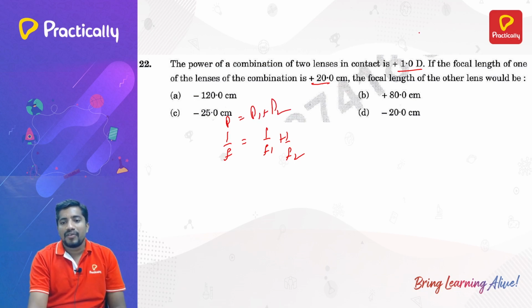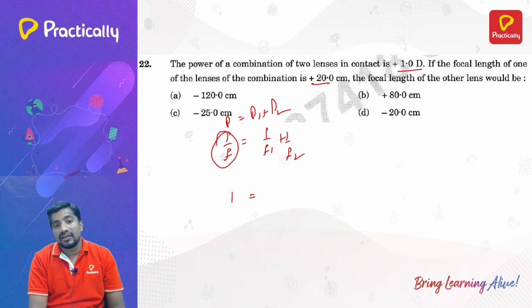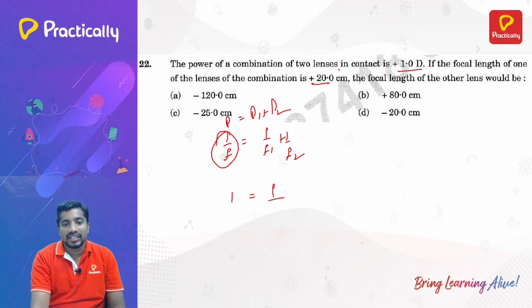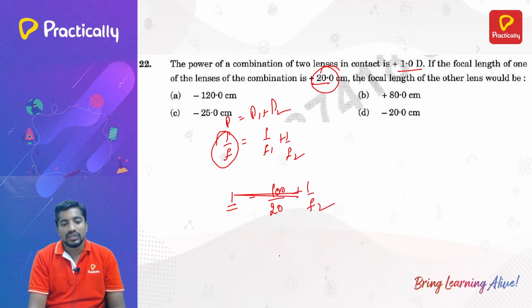Whatever power is given, 1D, then reciprocal of the focal length is what? We can say it as power. So this value is 1D, so that means 1. You can write it in diopter, when you are taking focal length in meters. 1 by f1, f1 is 20 centimeter. As already I have mentioned it in meter, make this 20 centimeter into meter, will be 20 by 100, 100 goes to numerator, plus 1 by f2. Alright, this 100 by 20 I'll bring to this side.